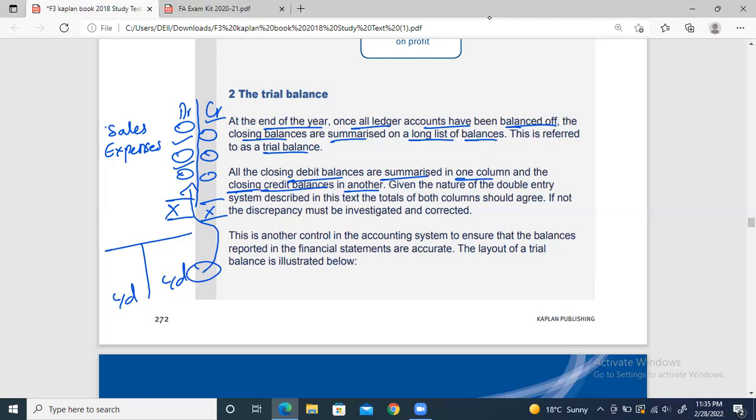So given the nature of the double entry system described in this text, the total of both columns should agree. That's right. If not, the discrepancy must be investigated and corrected. Okay. This is another control in the accounting system to ensure that the balances reported in financial statements are accurate. The layout of trial balance is illustrated below. We'll see in just a minute.